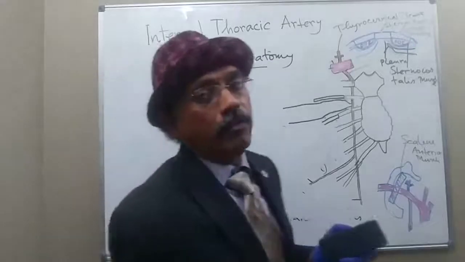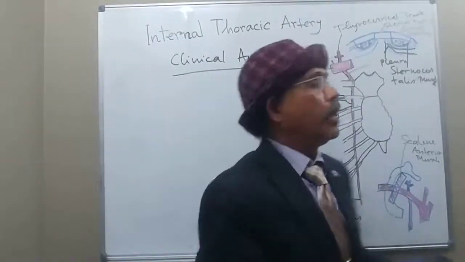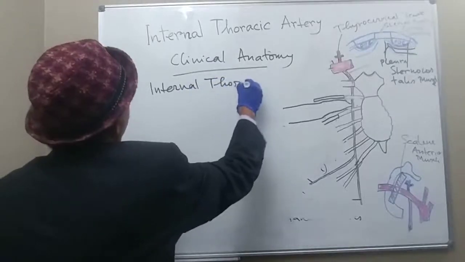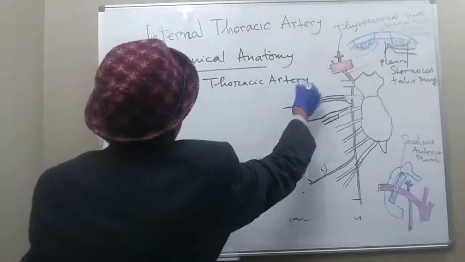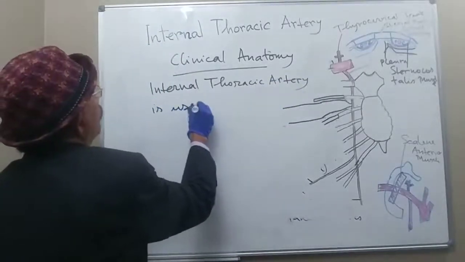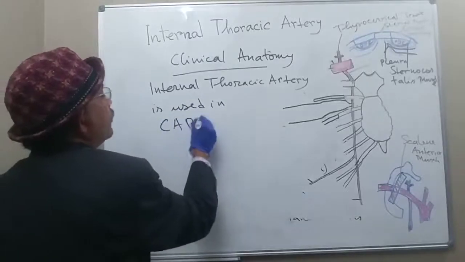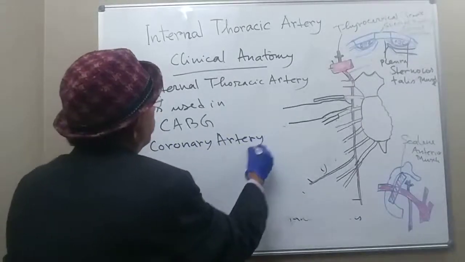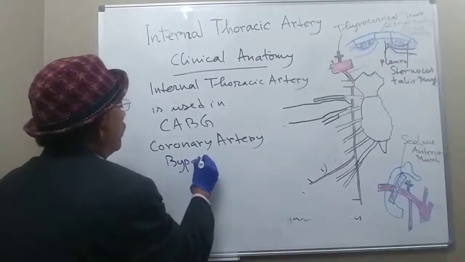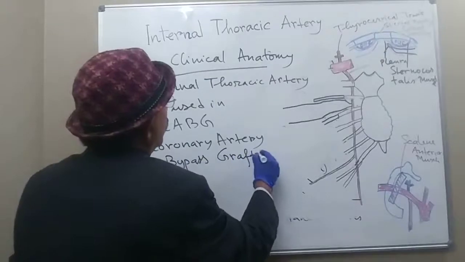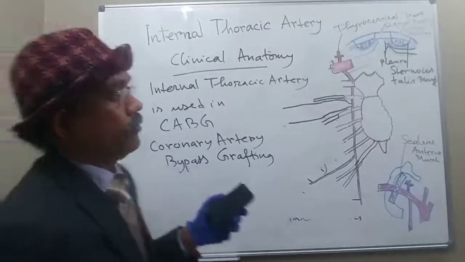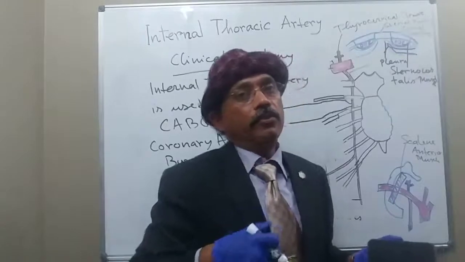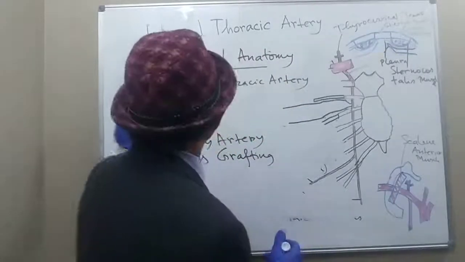The internal thoracic artery is very commonly used in coronary artery bypass grafting, CABG. What is that? Coronary artery bypass grafting. If a person has a blockage of the coronary artery, a part of the internal thoracic artery is harvested, and it will be used in CABG.